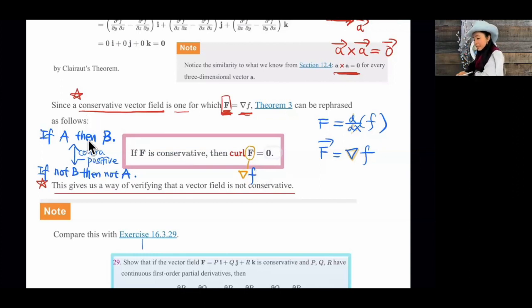Sometimes if the statement is hard to prove, you can try to prove the contrapositive statement, okay? So now, if the curl is not 0, it's not the 0 vector, then that F here is not a conservative vector field. So this is going to give you a way to prove the vector field is not conservative. Okay, question? All right.